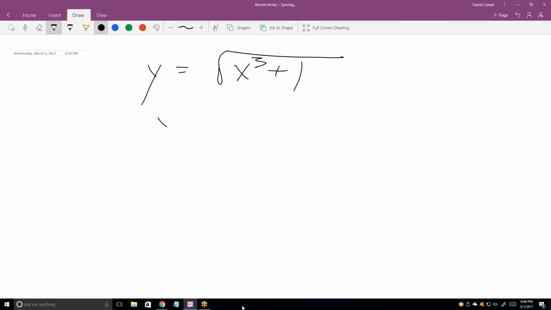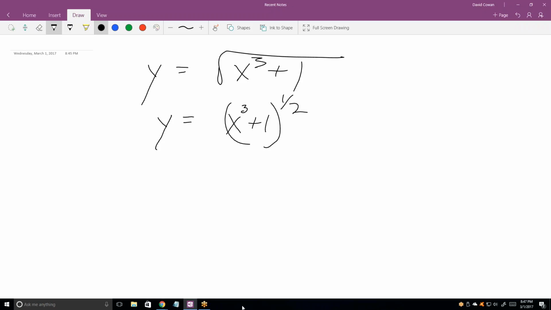What's the first thing you want to do here? Radical signs don't work very well when you're taking derivatives. On the other hand, fractional exponents work really well. So always get rid of your radical signs so that you can apply the power rule. How do I get rid of the radical sign? In parentheses it would be (x cubed plus 1) to the 1/2.